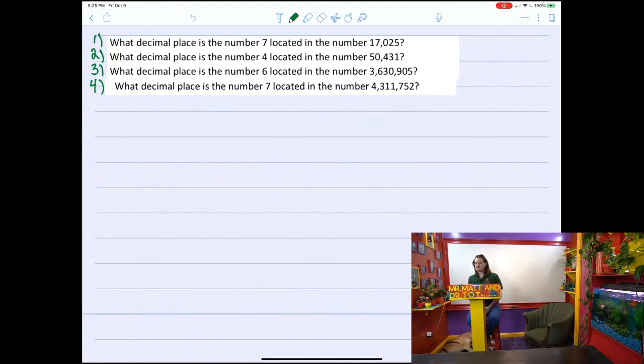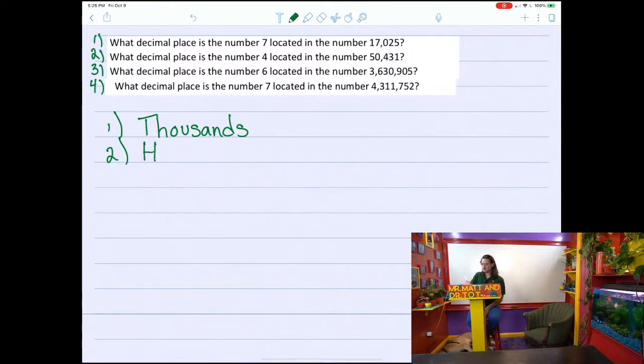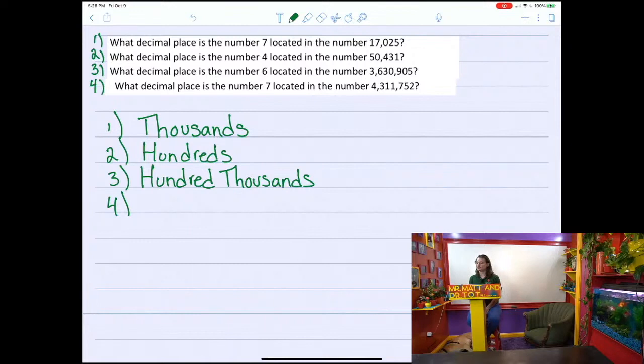Okay, so number 1, what decimal place is the number 7 located in the number 17,025? The 7 is located in the thousands decimal place. For number 2, what decimal place is the 4 located in 50,431? So the 4 is located in the hundreds place. For number 3, what decimal place is the number 6 located in the number 3,630,905? So the 6 is located in the hundred thousands. And number 4, what decimal place is the 7 located in the number 4,311,752? The 7 is located in the hundreds.